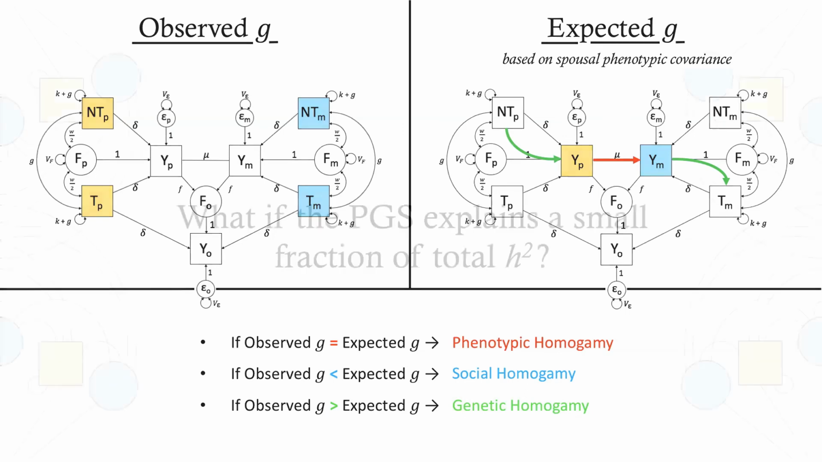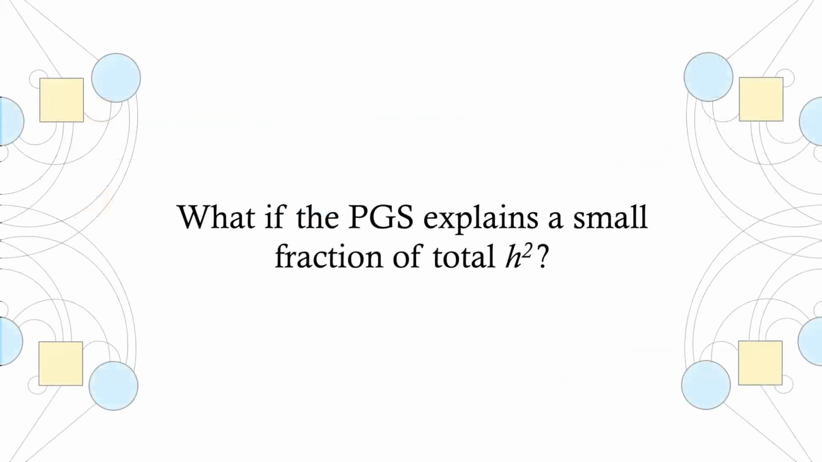And finally, moving along, I'll now talk about what if the PGS explains a small fraction of total trait heritability. And I'm going to go through this a little bit quickly, but I want to emphasize that just because I'm not devoting as much time to this as I did to the other things, that does not mean this is less important. This is actually one of the more important extensions of our models and is one of the biggest ways that it builds on past designs.